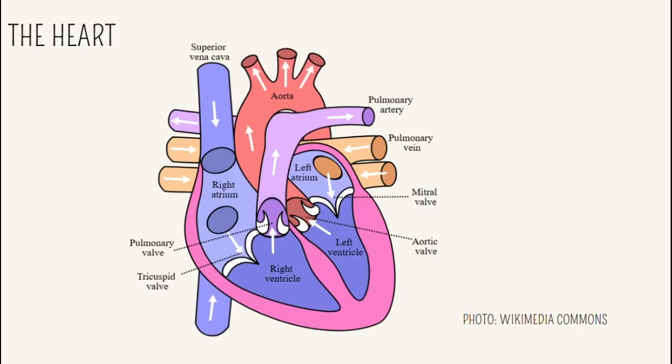We have the superior vena cava, we have the right atrium. It would be very good if you can draw this and just know the different parts on it. So you have the superior vena cava, the right atrium, the right ventricle, left atrium, left ventricle, pulmonary artery, pulmonary vein, the mitral valve, aortic valve, pulmonary valve, and tricuspid valve, which prevent the backflow of blood. So all of these parts of the heart are very, very important. And we're going to talk about how all of this works in just a second.